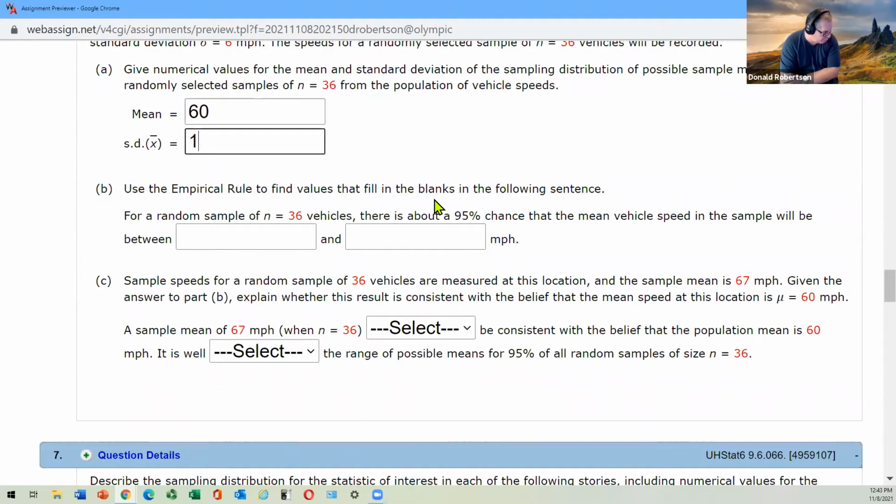Use the empirical rule to find a 95%. So won't that be 60 plus or minus 2 of those guys? So won't you get a 58 and a 62? Agreed?